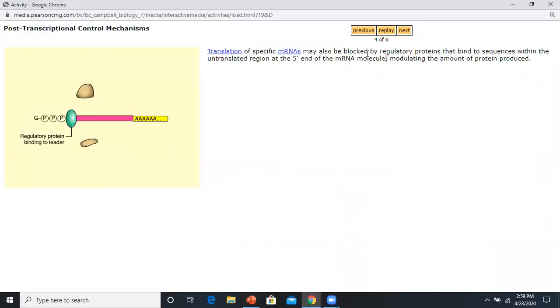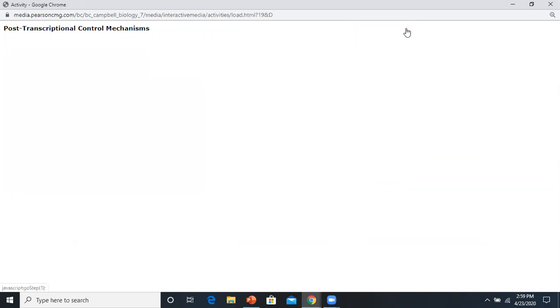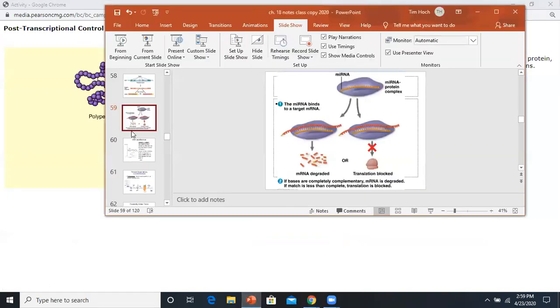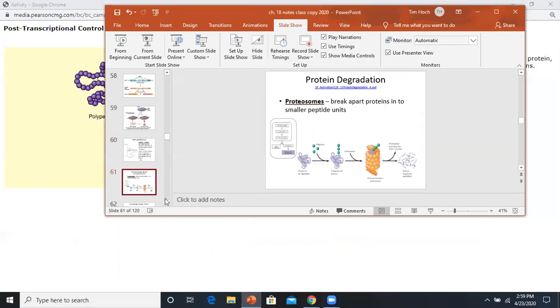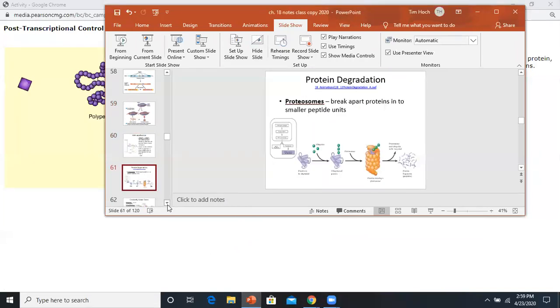And this is showing you get a protein that blocks it. So you get proteins that can actually block translation here. So it's really important because sometimes it takes some time to break down that mRNA sequence. This just shows you can get things to block the ribosome from reading it. And that's those microRNAs.